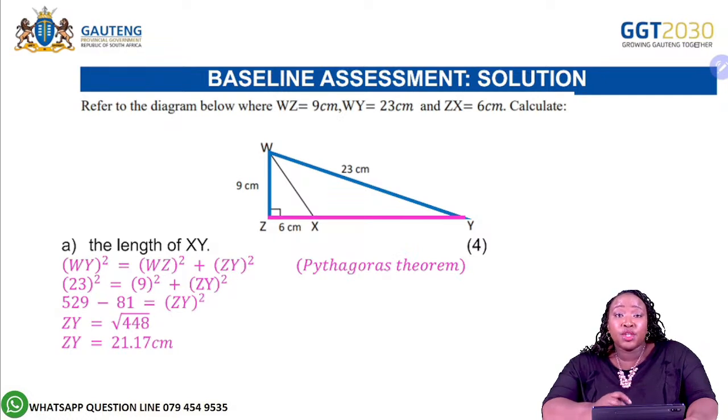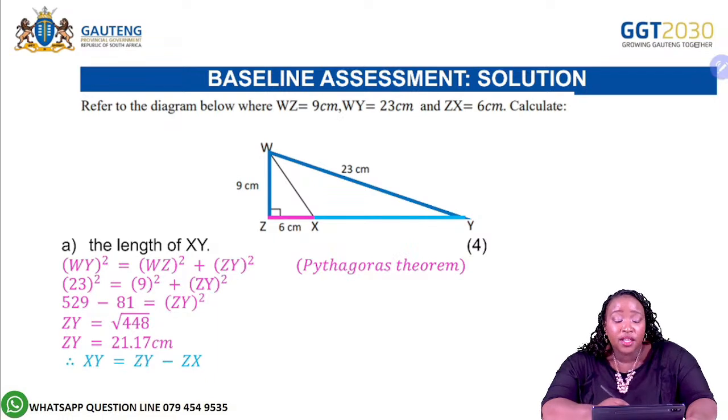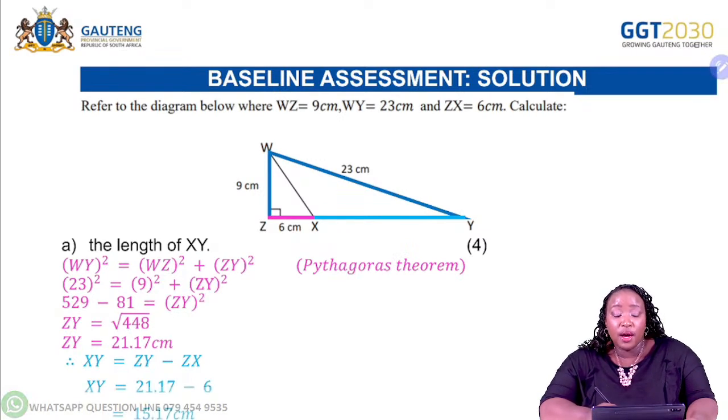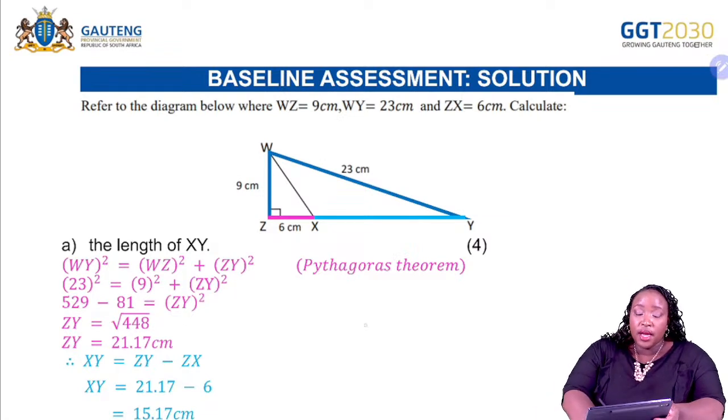You can leave it as a surd, okay? That's also acceptable because it's not your final answer. So ZY is actually equal to 21,17 centimeters. Now that you have ZY, you can use it to subtract ZX. ZX is in the triangle WZX, so it's the 6 centimeters. So you can subtract 6 centimeters there, and then you'll be able to get the value of XY. So XY is equal to 15,17, right? XY is equal to 15,17.